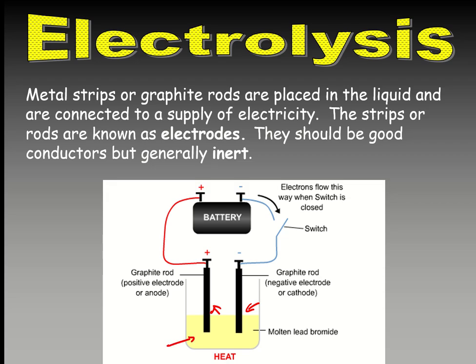Your electrodes are usually made from metal strips, but more often than not, they're going to be made from graphite in GCSE. The reason why we use particular metal strips or graphite is, first of all, they're good conductors. That's the number one reason. Secondly, they are inert, so they don't react. Remember, they're going to be in hot ionic compounds here, so it's really important that they don't react.